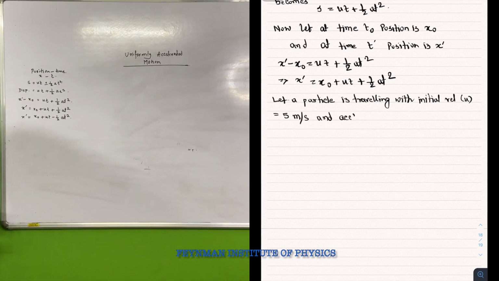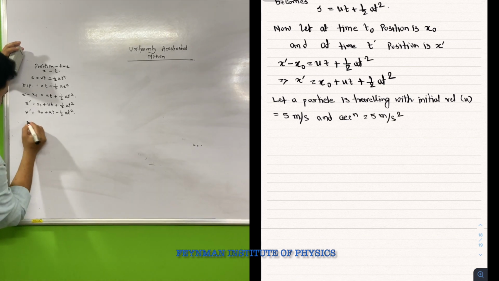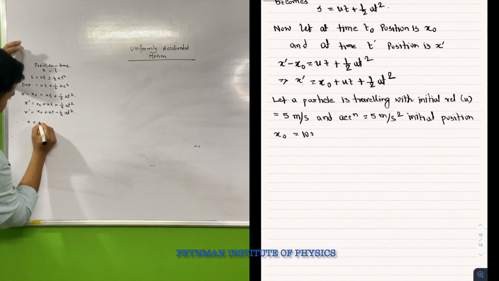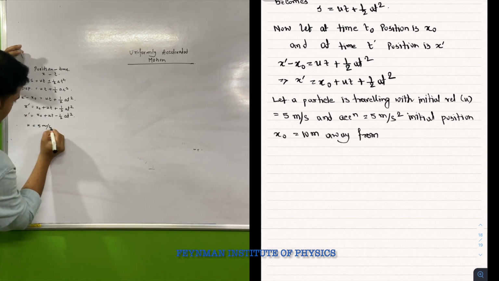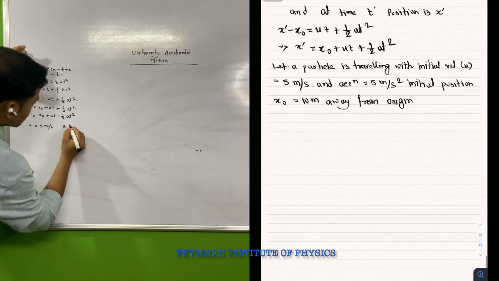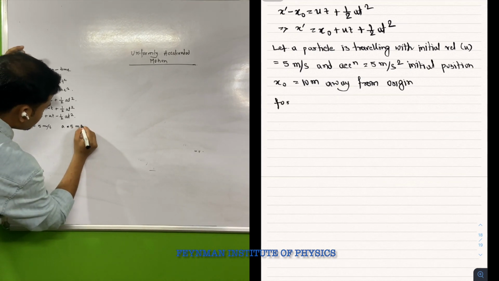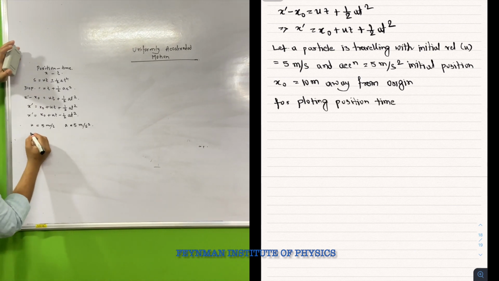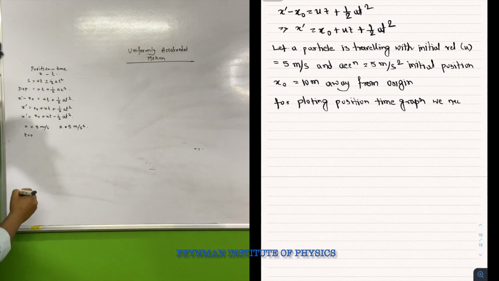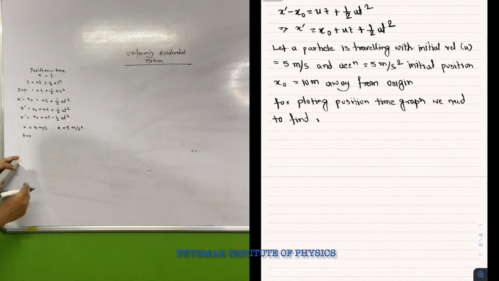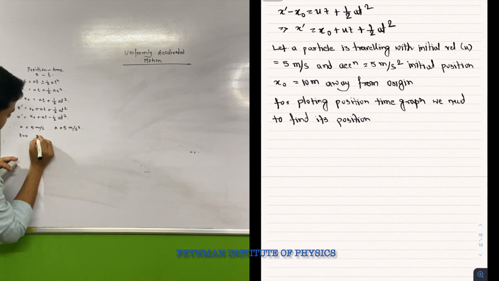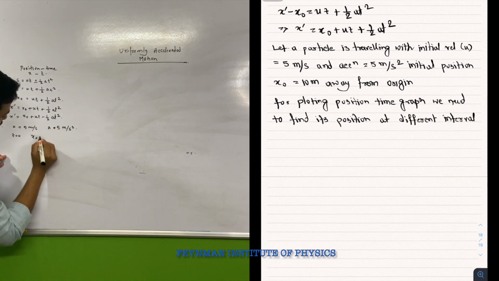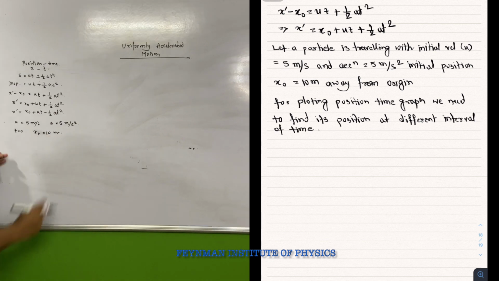Now take real time data. Suppose our particle is traveling with an initial velocity u equal to 5 meter per second. And now suppose the acceleration of the particle, a, is 5 meter per second square. And suppose the initial position of the particle, that means at time t equal to 0, is not at the origin. It is starting its motion from, say, x naught equal to 10 meter away from the origin.